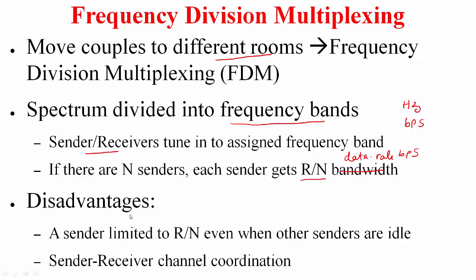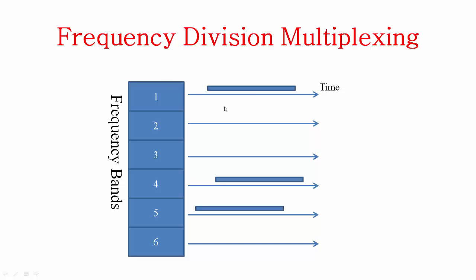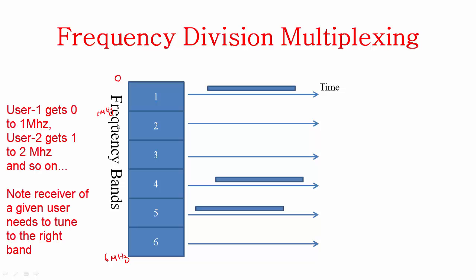This scheme suffers the same disadvantage as the TDM. In other words, if there is a single sender, he is limited to R by N even when the other senders are idle. And as I mentioned, sender-receiver channel coordination is also not very easy, because typically in networks, one sender may want to talk with many receivers at different points in time. So here is how frequency division multiplexing happens. So this is the entire frequency band, let's say 0 to 6 megahertz. So you kind of give 1 megahertz, 2 megahertz, so on and so forth.